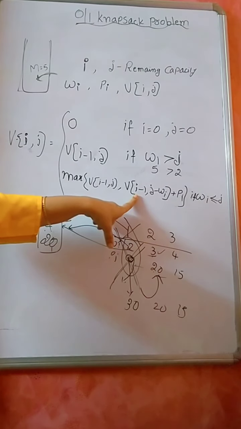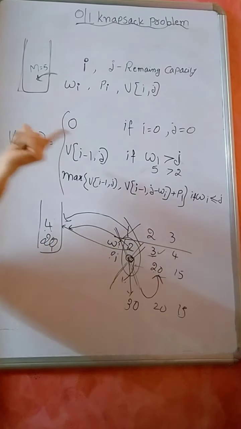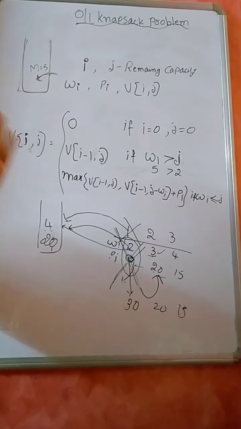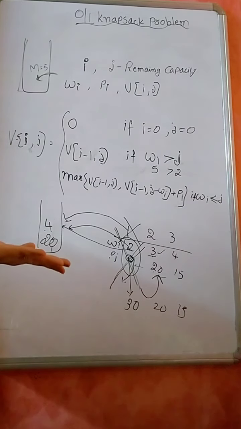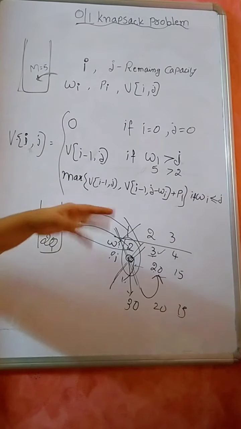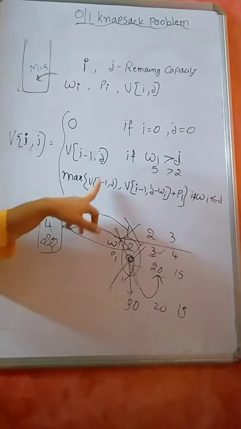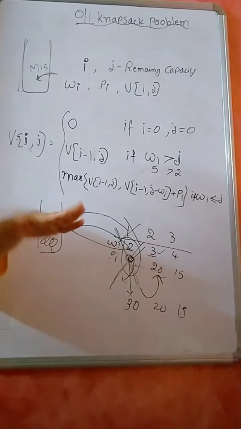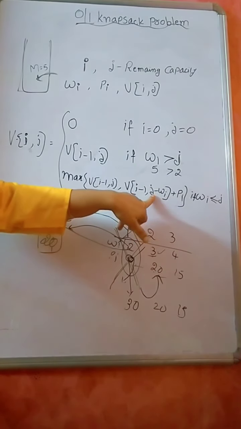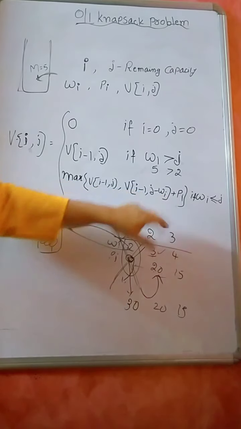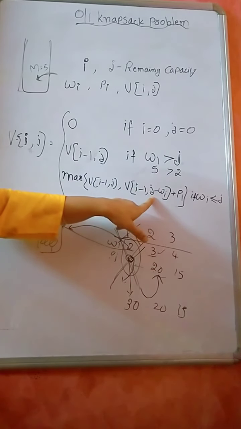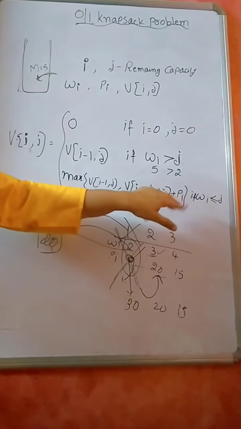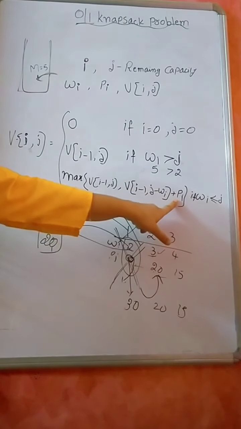If I am selecting the object, remember this. What is my new profit now? It is nothing but whatever profit I previously had, plus the profit of adding this object. What is my previous profit? It is the previous element, I minus 1, same thing. But J, after selecting this, the remaining capacity, what is my previous remaining capacity? It is J minus Wi. The weight of this object I have to subtract from the previous remaining capacity, plus the profit we are getting from selecting this particular object.